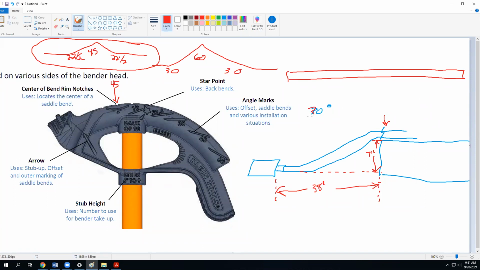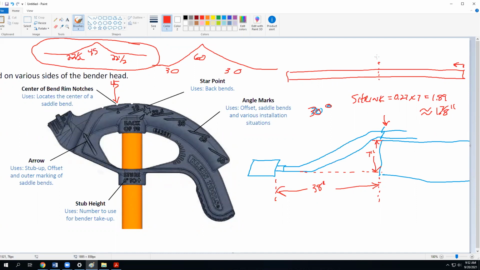We're going to bend this on 30 degrees. So shrink is going to be the shrink constant times the height. So what is the constant again? 0.27 times 7 is 1.89. So about 1 7/8. Remember that the end of this pipe is going to end up a little bit shorter. So here's my 38 inch mark right here.